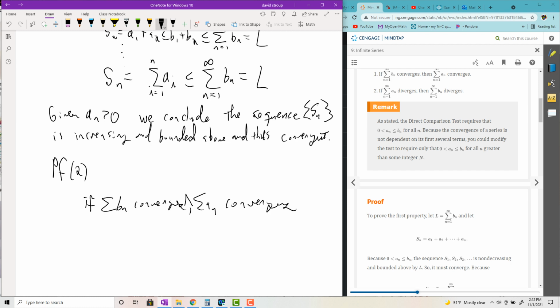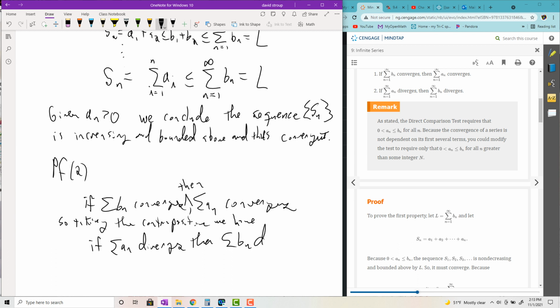Or maybe we should write "if, then," right? So the contrapositive means you negate each part and then reverse the direction of the implication. So taking the contrapositive, which is logically equivalent, we have that if the series A sub n diverges, then the series B sub n diverges as well.